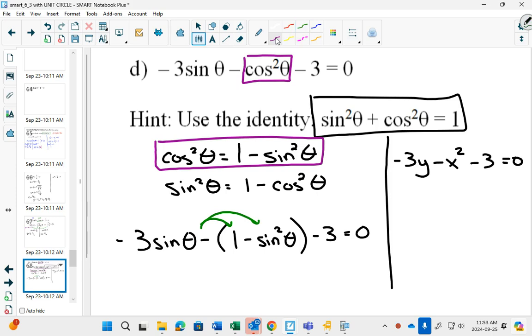I would have to distribute this negative. And if I combine my like terms, I'm going to write the sine squared first, because for factoring it's nice to have what's squared first. And it's going to be a positive sine squared when I distribute that negative. I'm still going to have minus 3 sine theta. And I have minus 3 minus 1, so I'll have minus 4 equals 0.